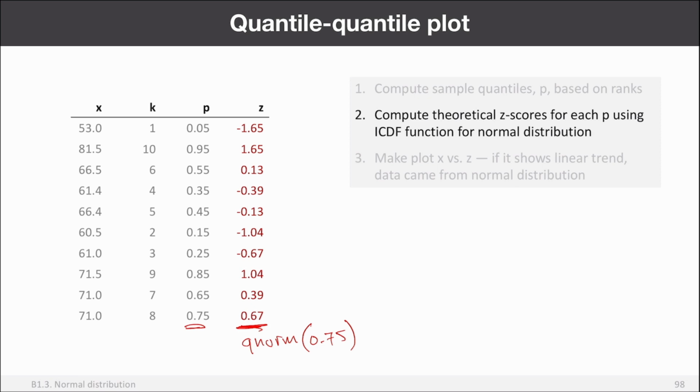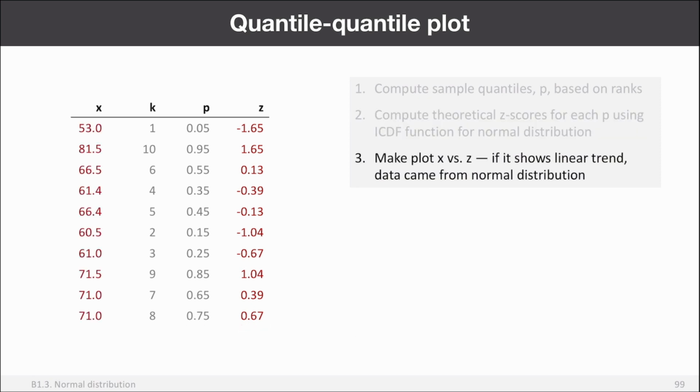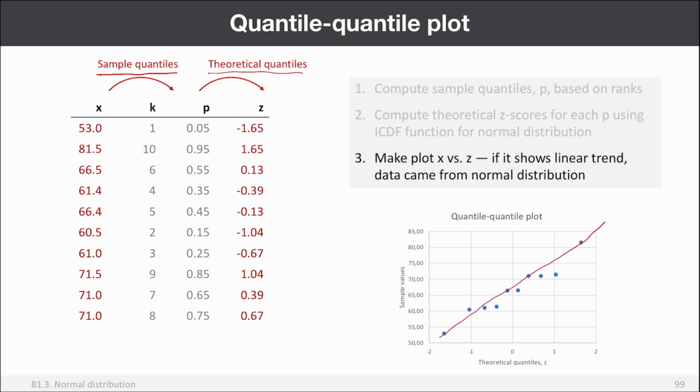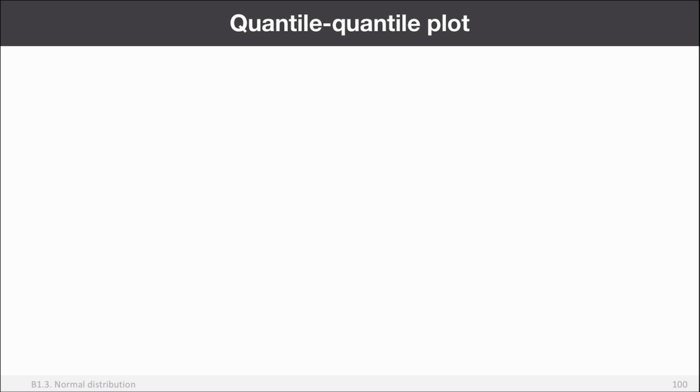Now I have x values, and I have z-scores computed using this two-step procedure. Now I just need to make a plot, x versus z, right? This is just to remind you again why we have quantile in the name. First we compute sample quantiles based on the ranks, and then we compute theoretical quantiles, assuming that these values came from a normally distributed population. If I make a plot, you can see a kind of linear trend here. And if I compute, for example, the intercept and slope of this line, it will be exactly the average and standard deviation of my sample. Okay, so this is exactly a quantile plot.